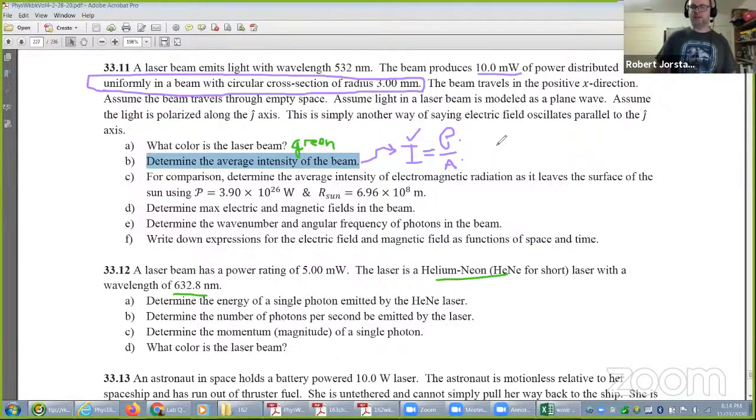Well, I've got milliwatts, but then it's over millimeters squared. So one of these millis will cancel and I'll get kilowatt per meter squared. That's a lot. That's intense. And in fact, my children are sitting outside in a tent.